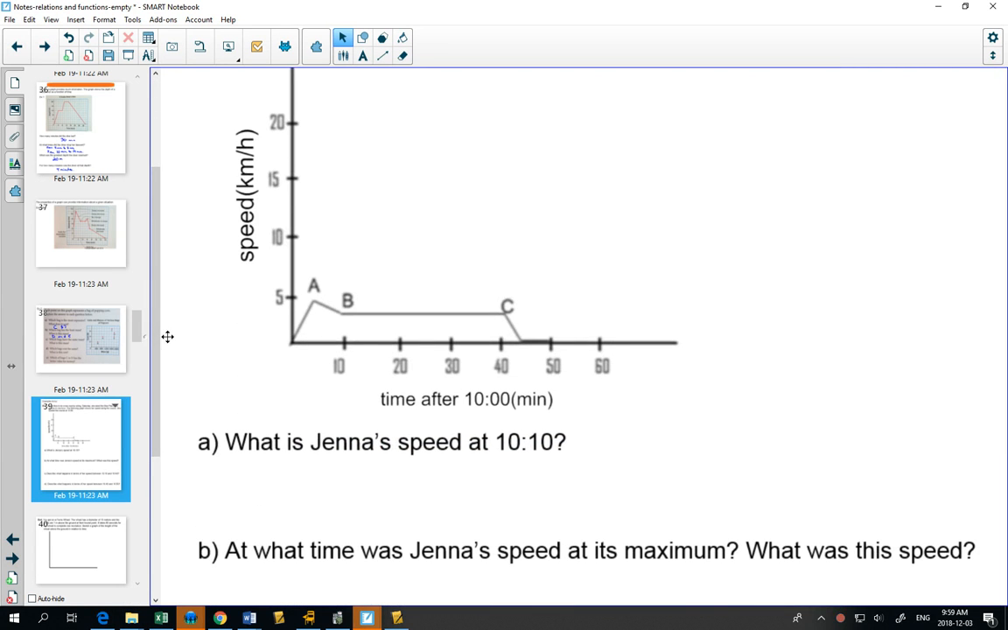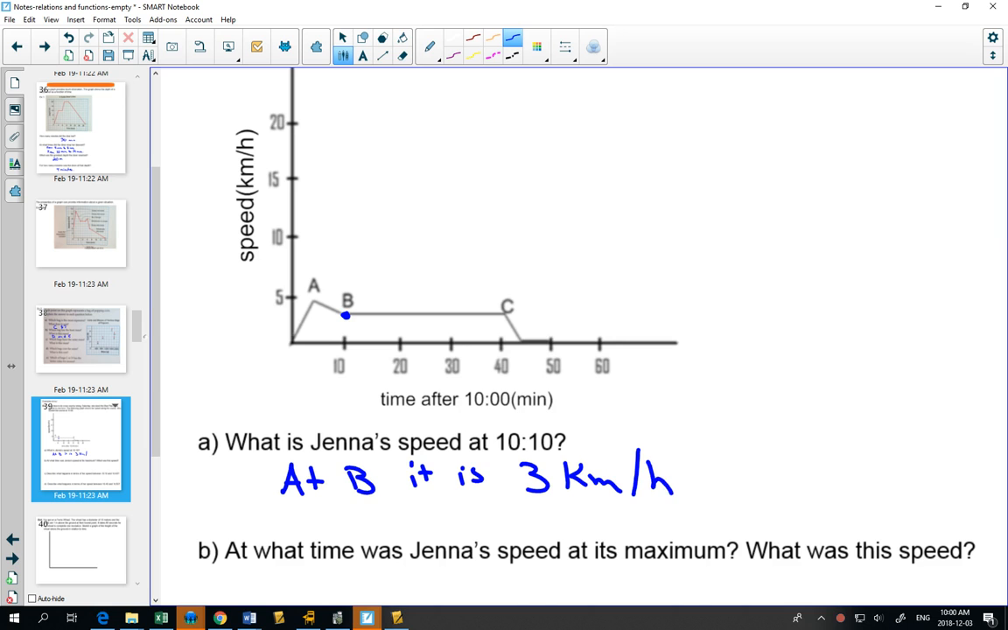What is her speed at 10:10? So I'm going to mark that on my graph at 10:10. That's point B. What would you estimate her speed to be at that point? Does it look like 4 or does that look like 3? 3? Okay. Three kilometers per hour.